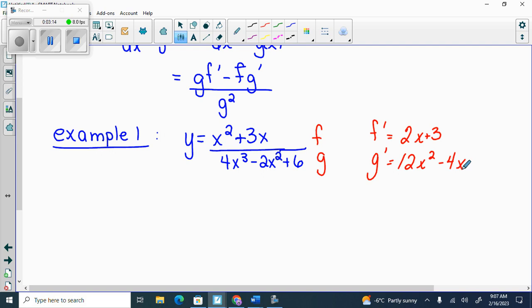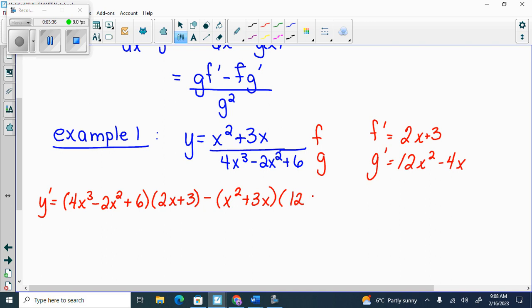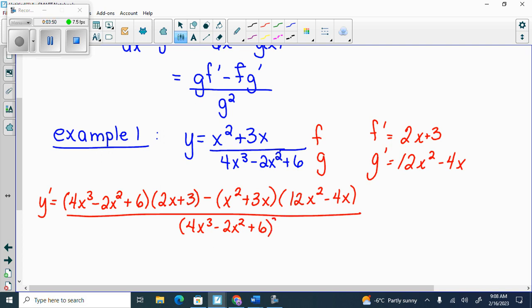So then we're doing y prime. y prime equals g times f prime minus f times g prime. And people will often forget to go like this, divided by 4x cubed minus 2x squared plus 6, squared. They do not expand this out, just so you know, it'll stay like that. Don't go distributing.